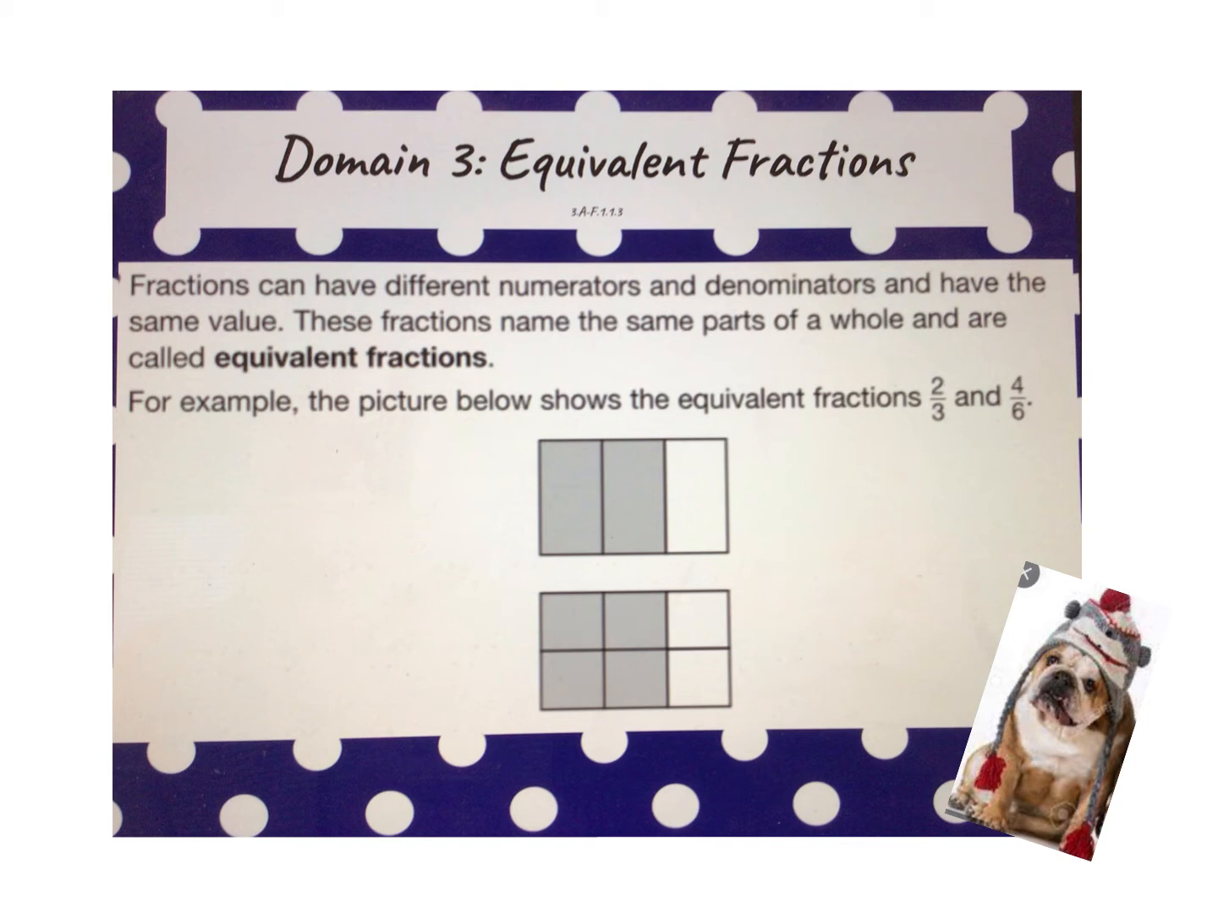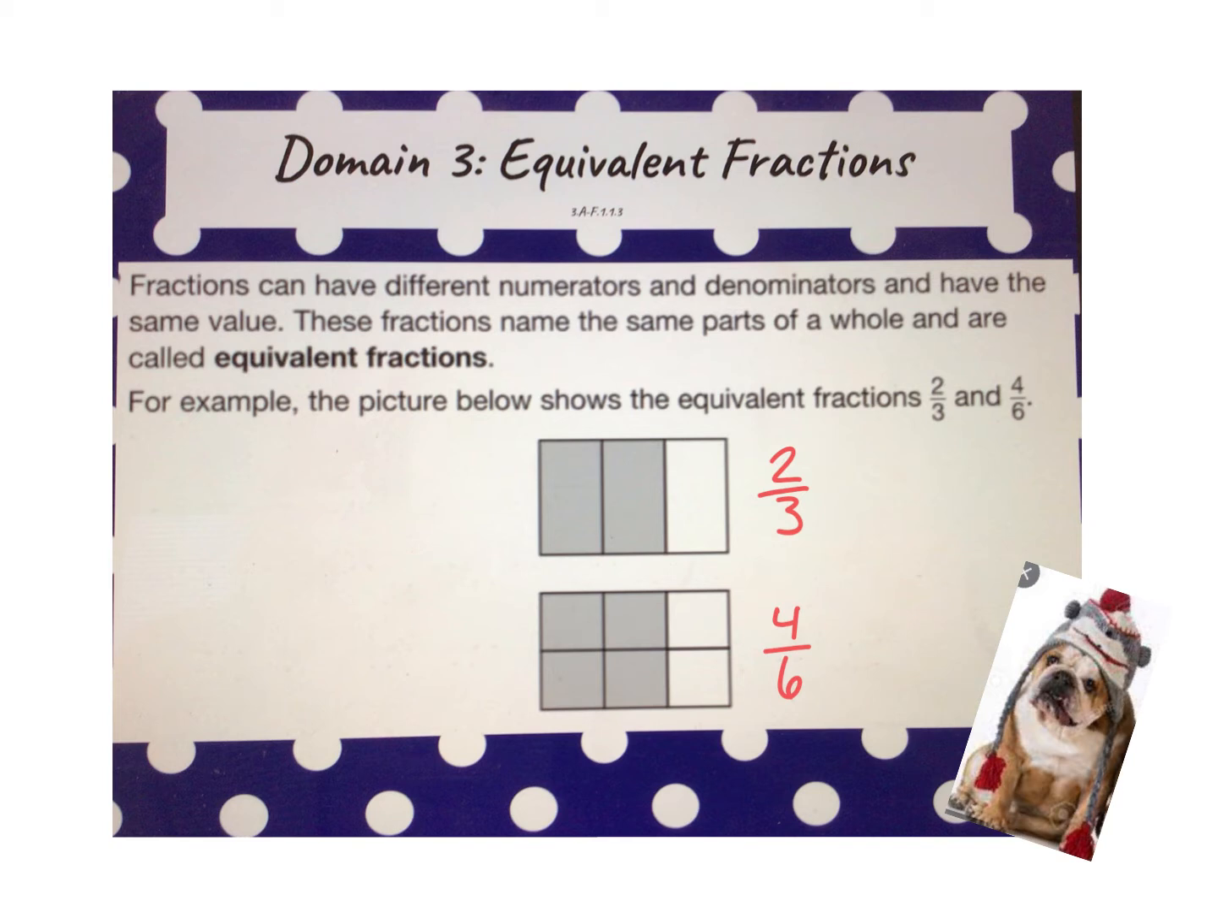Over here it says fractions can have different numerators and denominators and have the same value. These fractions name the same parts of a whole and are called equivalent fractions. For example, the picture below shows the equivalent fractions 2/3 and 4/6. Okay, and I'm going to prove it to you.